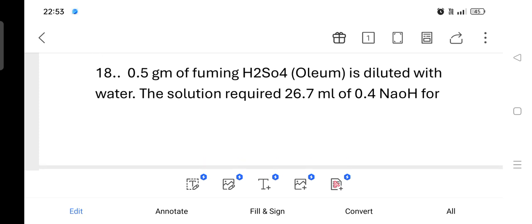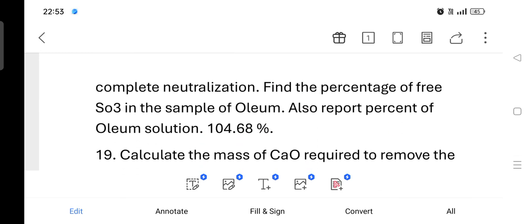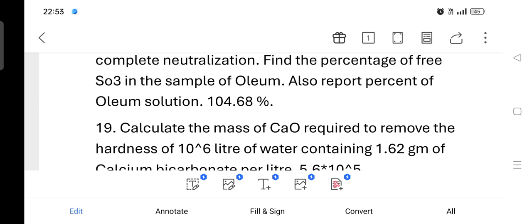0.5 gram of oleum, forming H2SO4, is diluted with water. The solution required 26.7 ml of 0.4 N NaOH for complete neutralization. Find the percentage of free SO3 in the sample of oleum. Also report percent of oleum solution. 104.68%.